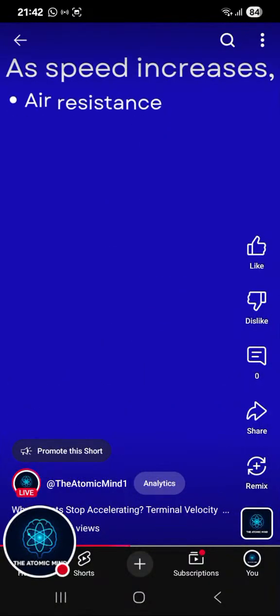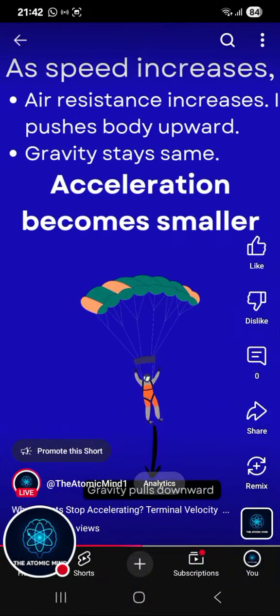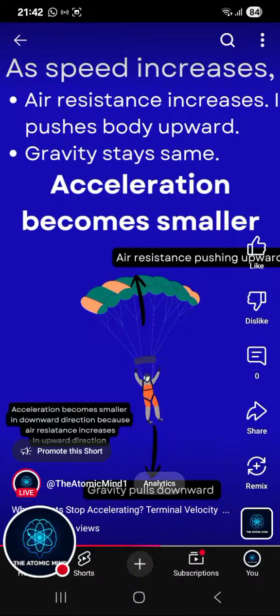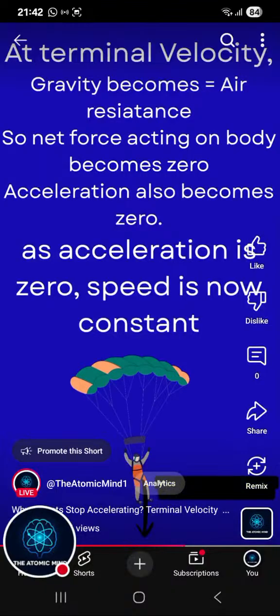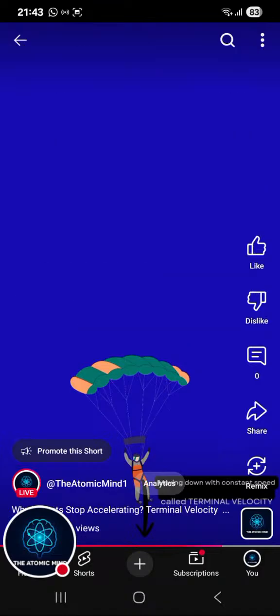As speed increases, air resistance increases, it pushes upward, gravity stays the same, and acceleration becomes smaller. At terminal velocity, gravity is equal to air resistance, net force becomes zero, acceleration becomes zero, and speed becomes constant.